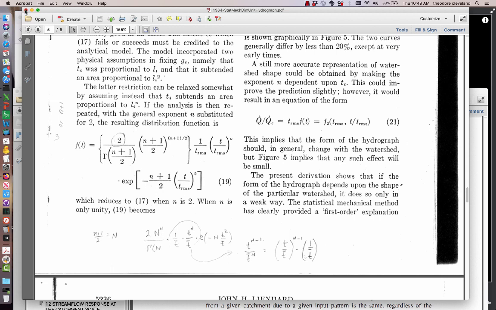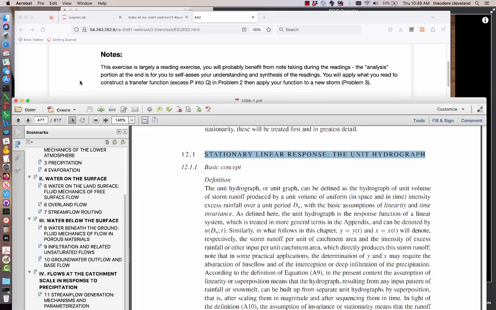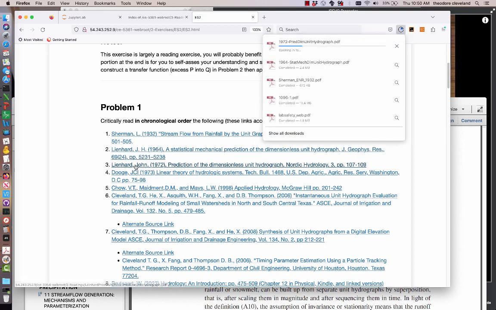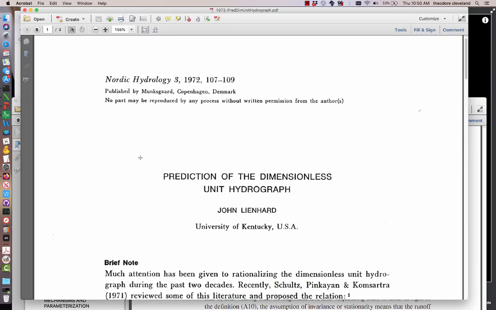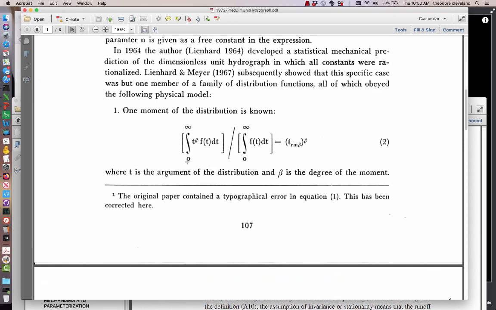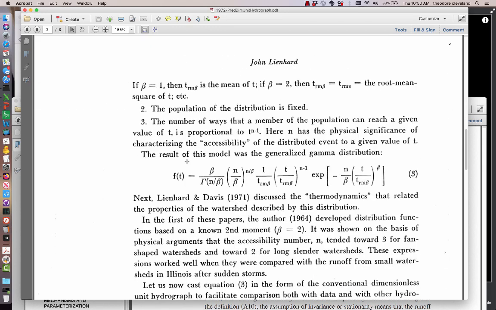So that's Lienhardt's paper. You'll all have to read that and proceed on your own. And then a few years later, it's basically the same paper, quite a bit shorter. He goes on to a somewhat more usable form of the hydrograph, and then talks about estimating the different moments involved, and those in turn are how we determine what the hydrograph shape would look like.